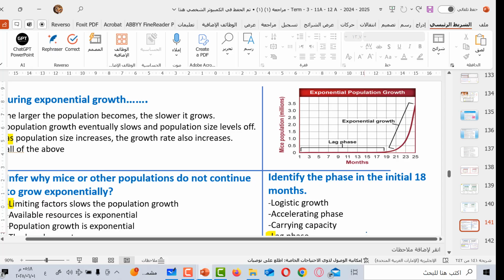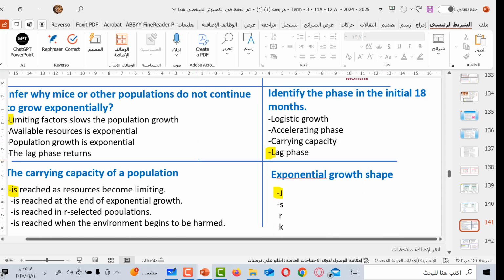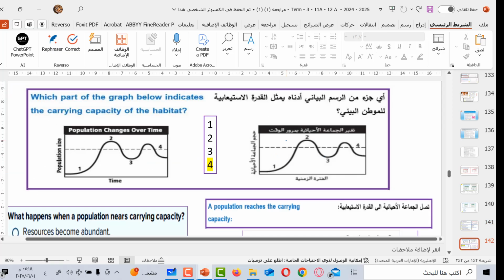هنا مثلا بيسأل identify the phase in the initial months. 1 لغاية 18 يسموه lag phase. طبعا ده بيطلق عليه lag phase. طبعا مجموعة أسئلة على هذا الشكل ممكن حضرتك تدرسها. ده كان سؤال شهير بينزل قبل كده وبيسأل لو قلنا 1 إيه هي، 2 إيه هي، 3 إيه هي، و4. طبعا 4 ما يقصدش المنحنى، يقصد الخط. ف4 ده اللي احنا بنقول عليه carrying capacity of the habitat.